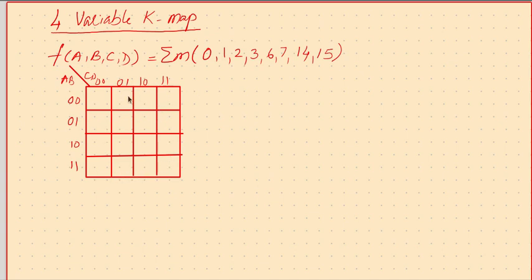matrix form, and this has four rows. That means two variables will define the four rows, and there are four columns, so two variables for the columns. So if we take AB to define rows and CD to define columns, then the min terms would be a 0 here, a 1 here, 0 0 0 0 is 0, 0 0 0 1 is 1.